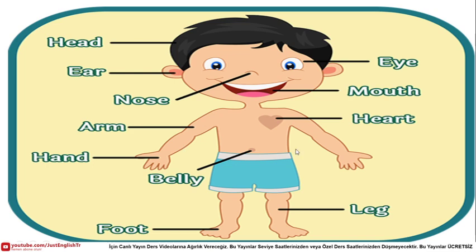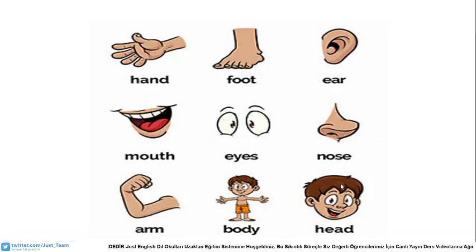This is the arm. These are his arms. Okay? And what about these? Bunlara ne diyorduk? Can anyone answer? What are these, guys? Can you tell me? You can write it on the chat. Please write your answers. These are fingers. Okay. Hand, foot, ear, mouth, eyes, nose, arm, body, head.